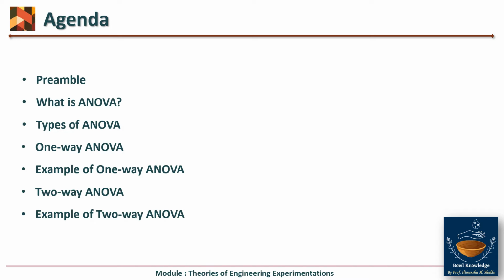So, the agenda of today's lecture is understanding the basics of ANOVA, then what are the types of ANOVA. As we know there are two ANOVAs, so we will learn what one-way ANOVA and two-way ANOVA are, along with an example.